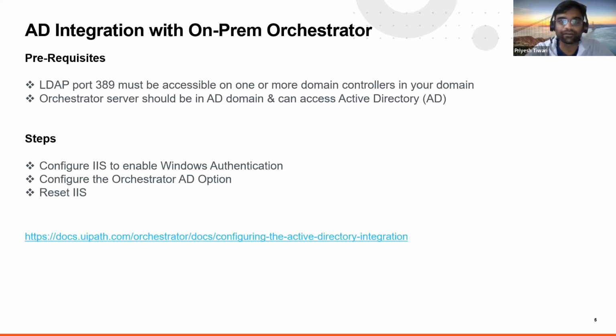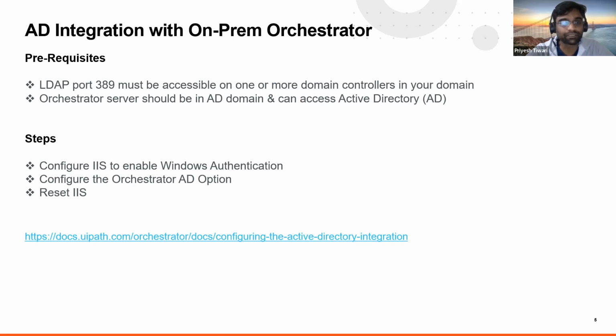A couple of prerequisites that I would like to cover for that. The LDAP port, which is 389 by default, should be accessible between the domain controllers so that the communication will happen when we are hitting the Active Directory through Orchestrator. And the Orchestrator server should be in the same domain as the Active Directory, so that there is no domain difference between both of them.